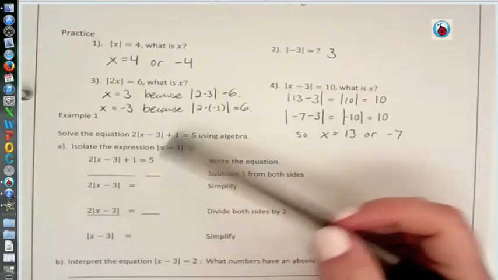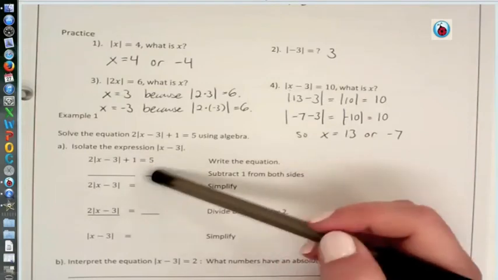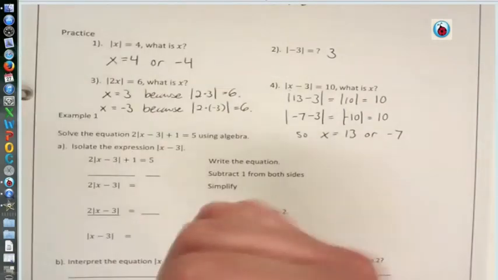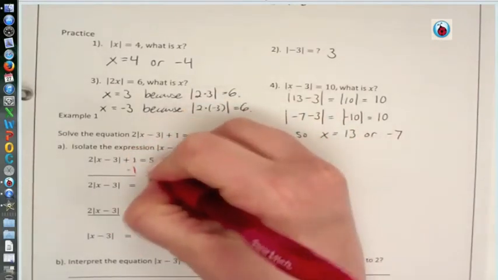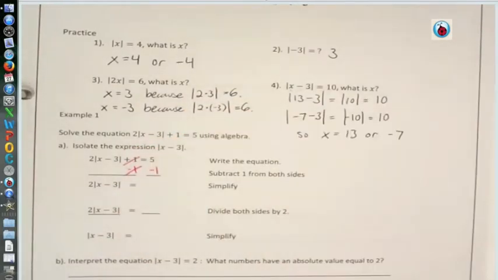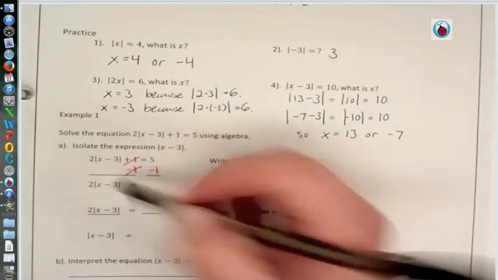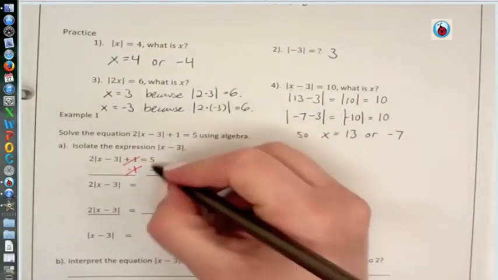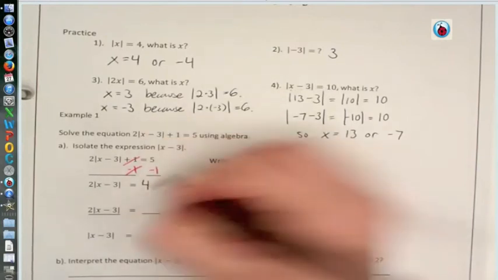I'm going to first start by subtracting 1 from each side. So minus 1 cancels the plus 1. On the left, I end up with 2 times absolute value of x minus 3. On the right side, 5 minus 1 is 4. All right, so far so good.